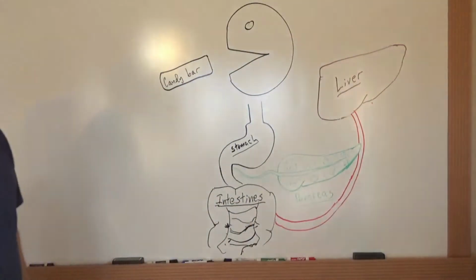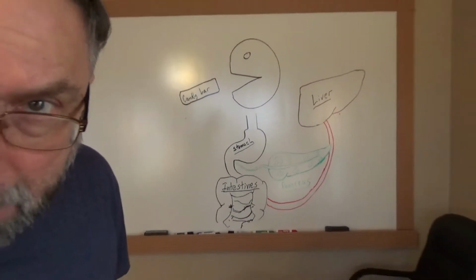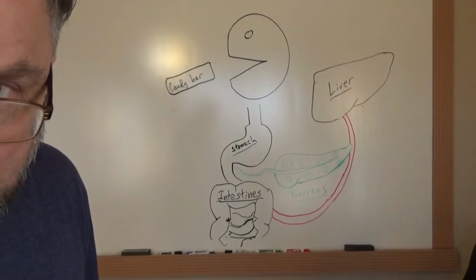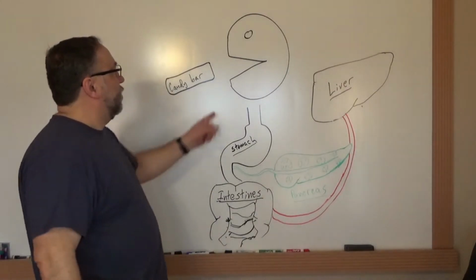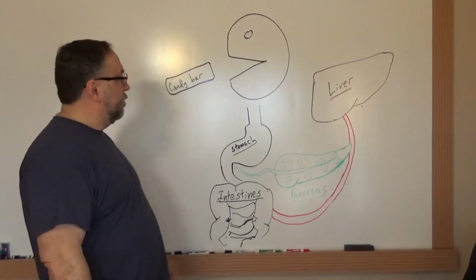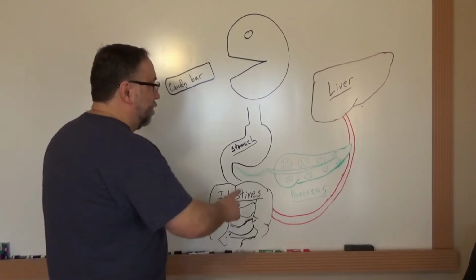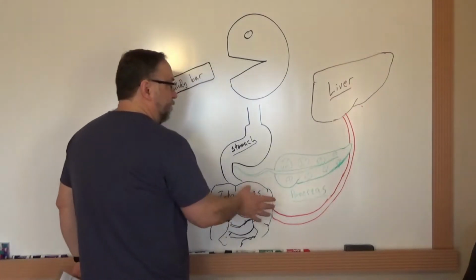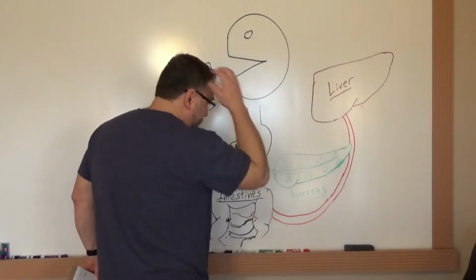So I've got a diagram here. Hopefully we can see that on your screen. Right, so we've got this Pac-Man looking head up here, a candy bar, right? Stomach, right? The intestines, the pancreas. I drew over here and drew it nice and big because that's really what we're going to be talking about. The pancreas and the liver.